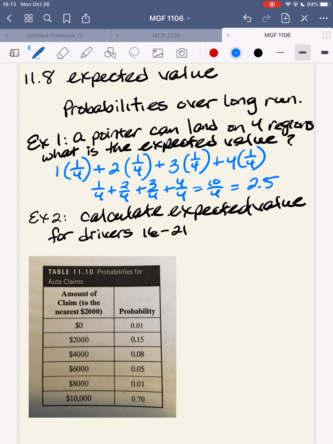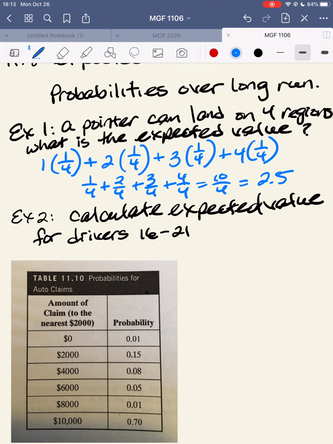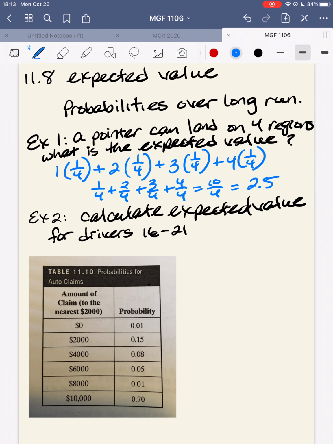Okay, so we're going to look at a more practical example of expected value for drivers. And this is taken straight from page 145 out of your workbook. All right, and my expected value is all these things multiplied and added together. Okay. So I have 0 times 1 cent. This is going to cancel out.